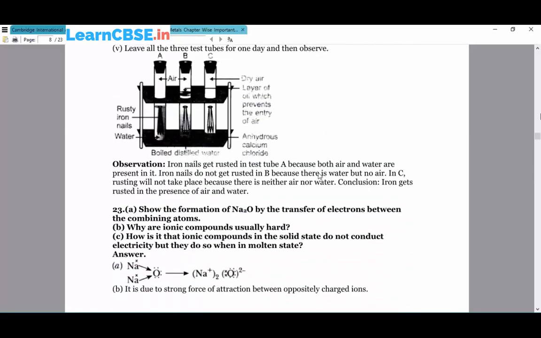The iron nails get rusted in the test tube A because of the presence of the air as well as the water. The iron nails do not get rusted in B because there is water but no air. And in C, the rusting will not take place because there is neither air nor water. So the conclusion: the iron gets rusted in the presence of the air and the water.